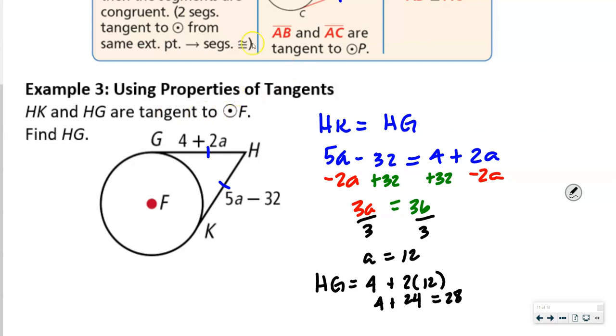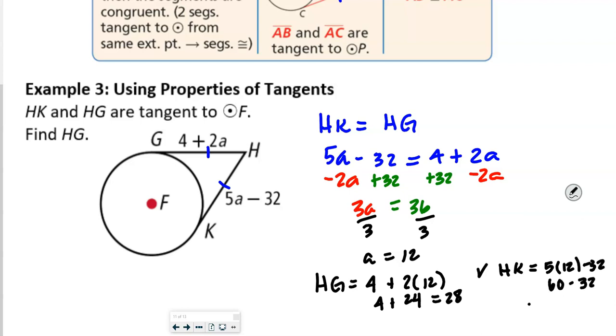Now there's a quick check we can do to determine if indeed this is the correct answer. And that would mean that we would find HK, okay, because these should be the same length, right? So if we're going to do our check, we're going to do HK. So now we're going to plug that 12 into there. So that's going to be 5 times 12 minus 32. So that's going to be 60 minus 32, which means HK is also equal to 28, and that's a good check. If they're not the same length, then we got the wrong value for A, and so when we plugged it back in, we got the wrong value for HG.